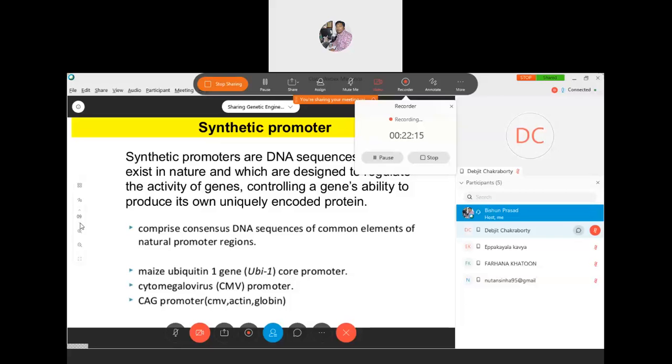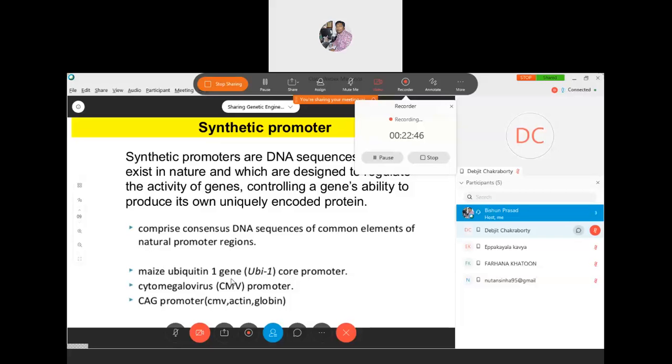Suppose you have a native promoter and you find that one region of the promoter is enough for gene expression. Then you can choose only that particular segment of DNA. You don't have to go for the whole promoter region. The core promoter, which is important for gene expression, can be used for cloning your gene of interest.